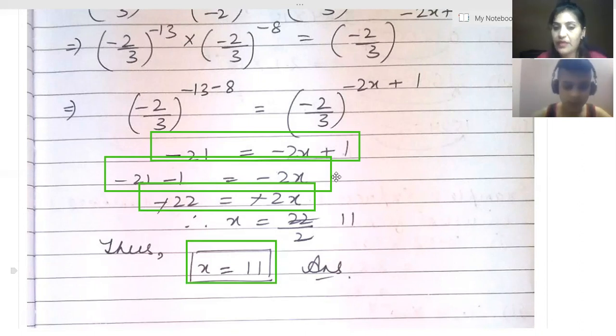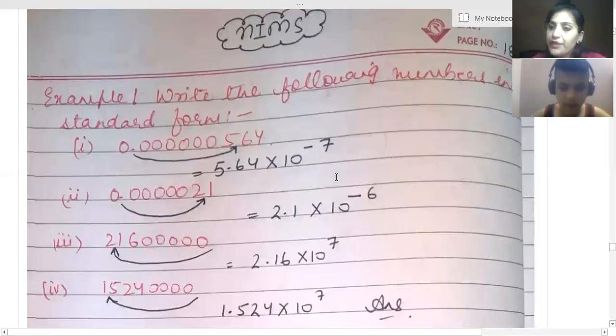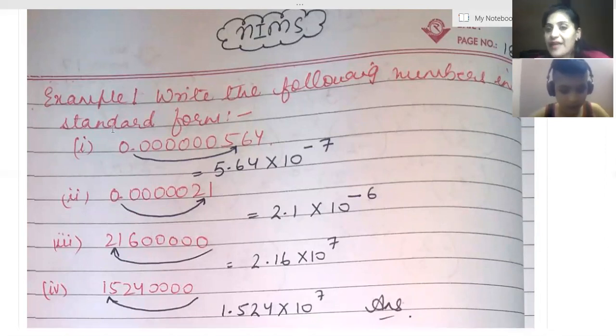Yes, beta. So with this we finish our first exercise 2.1. Now we will do examples related to 2.2. In this you have to present the numbers as per their standard form, and in standard form, powers of 10 are to be taken.